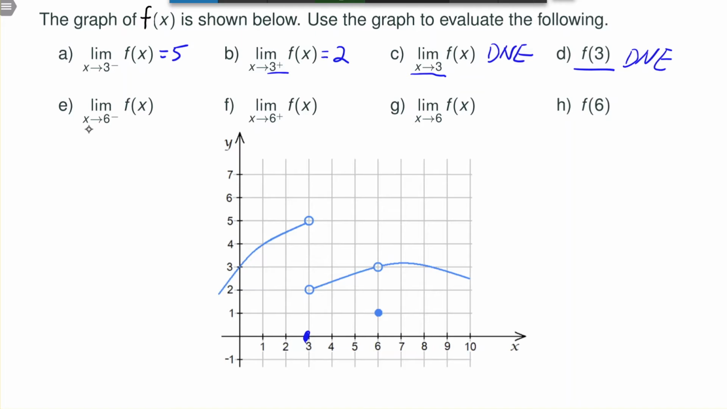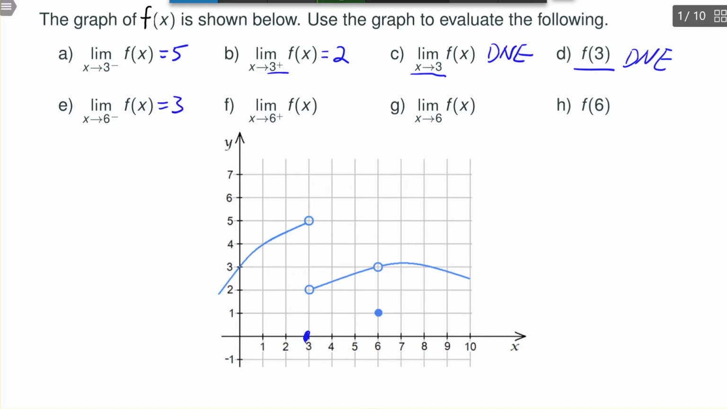Limit as x approaches 6 from the left side. So here's 6, from the left side it is approaching 3. Y is approaching 3. As x approaches 6 from the left side, we plug numbers closer and closer to 6, and the y value is approaching 3. Equals 3.